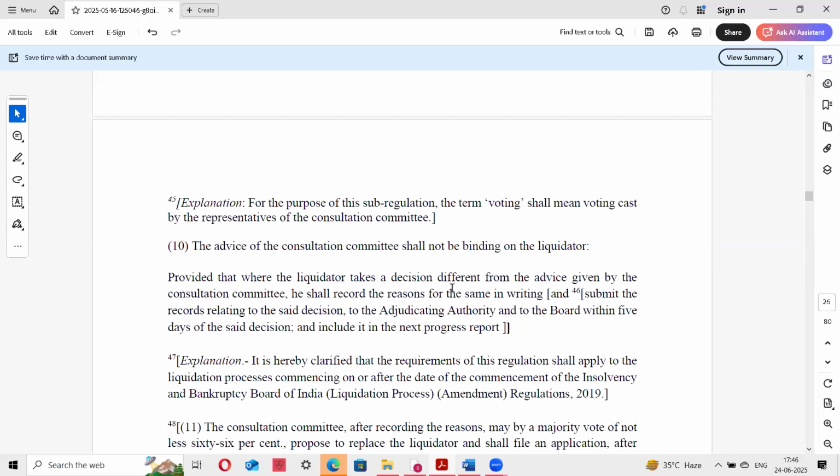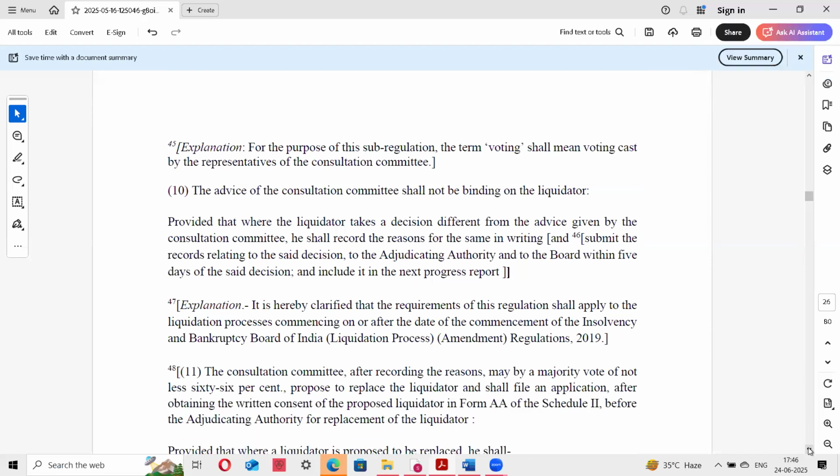So if they have taken any decision which is not as per the advice, they will submit the report to the adjudicating authority and to the board within 5 days of said decision and include it in the next progress report. So this is the only issue, madam. It is not easy that you report and the matter is finished. Litigation will prolong, and it takes time for the NCLT. They could ask so many questions on this. It is not simple that it is not binding.